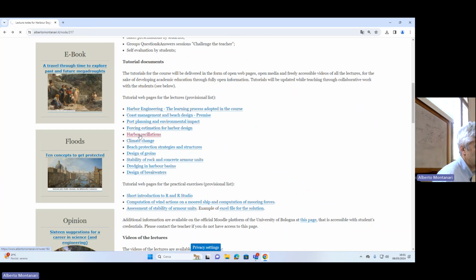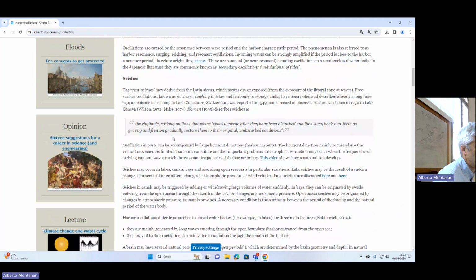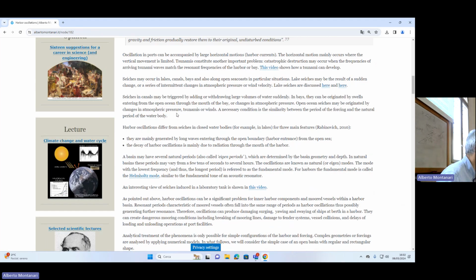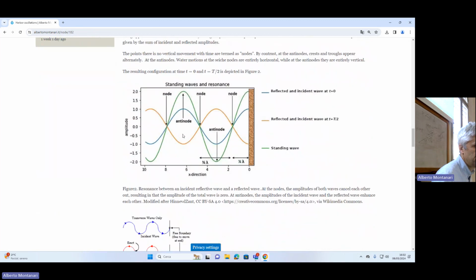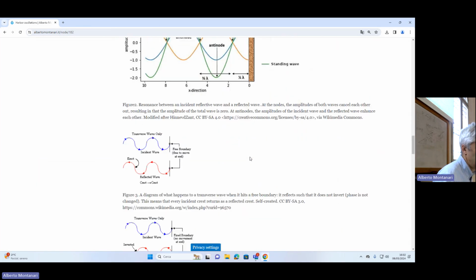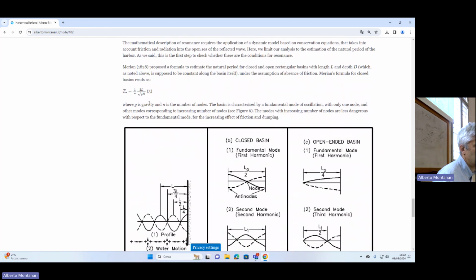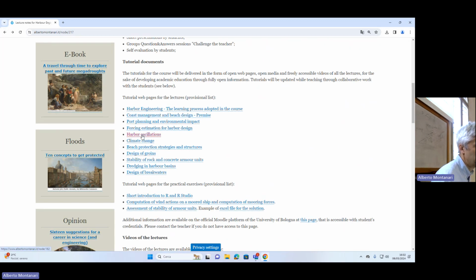Now, harbour oscillations. One possible question, what are standing waves? What is a standing wave? Another possible question, there is Merian's formula. Forget about the mathematical development and description of resonance, no problem. And Merian's formula, just try to remember this one. And that's it, okay? And be able to describe what harbour oscillation is, what harbour resonance is. So this may be the question. What is harbour resonance? Try to find the words to describe it very quickly. Climate change, forget it. It's not a matter for the exam.